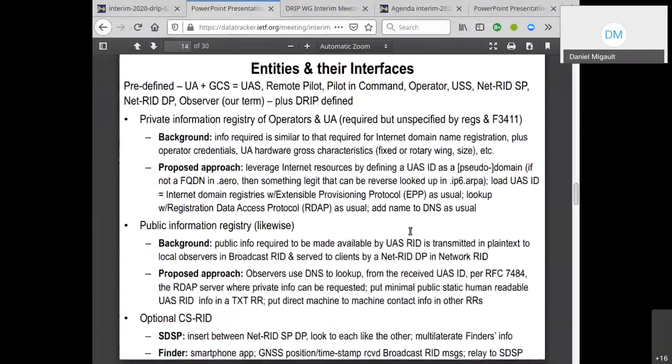This is unchanged. This is the list of entities. Most of the entities pre-exist. They are not things that DRIP is defining. Even the registries, we're just adding detail that is missing from the external standards. Everybody knows there need to be registries, but everybody has punted what those registries will look like and what protocols will be used to put information into them and pull information out of them. And then, of course, if someone adopts the optional crowdsourced remote ID, that adds two additional entities: some hopefully large number of finders, and at least one supplemental data service provider to aggregate the information from all of those finders and make it available.